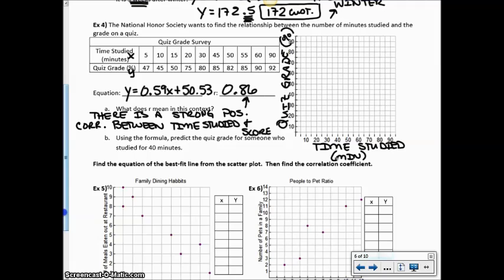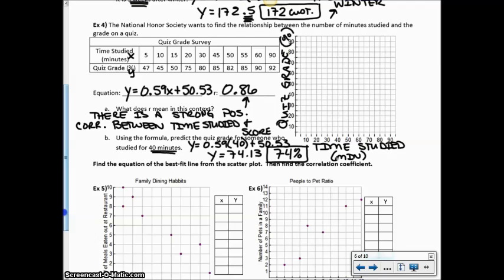Using the formula, predict the quiz grade for someone who studied for 40 minutes. Remember, time studied is our x-axis. So we're going to plug that in for x. So y equals 0.59 times 40 plus 50.53. And then you get y equals 74.13. So since we're talking about percentages, I would just round that to 74%. Okay? 74% is what they would get on their grade.